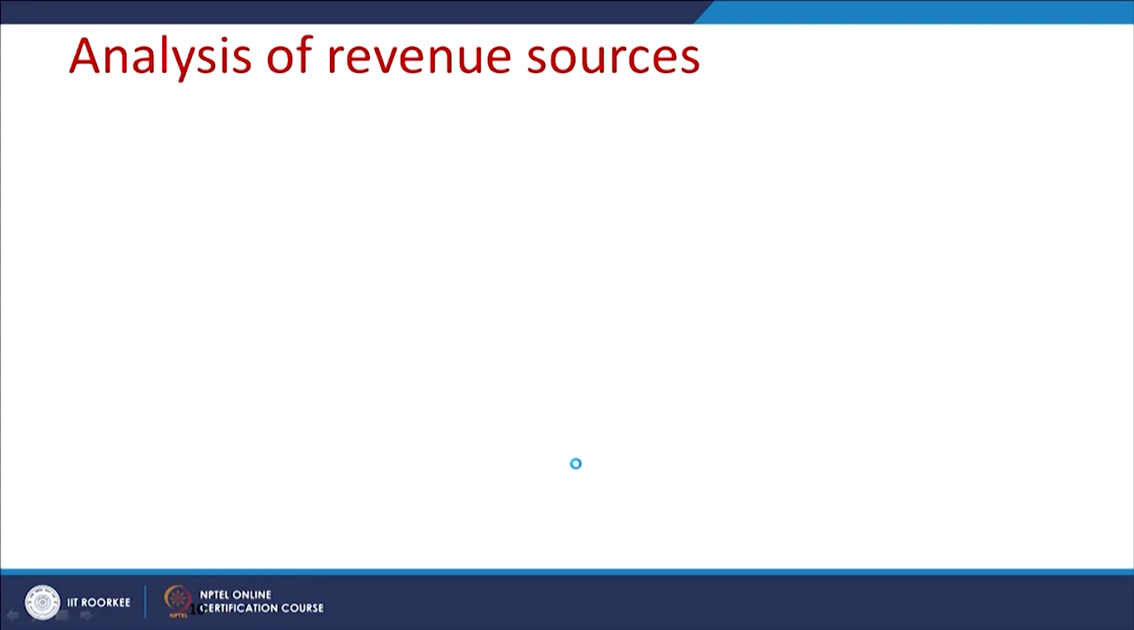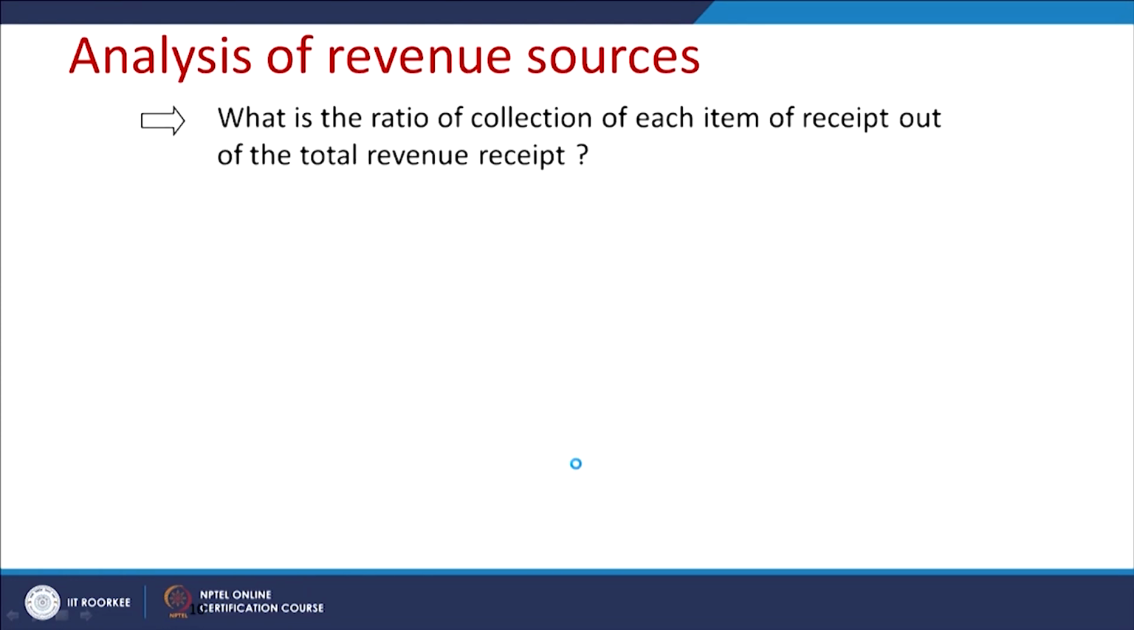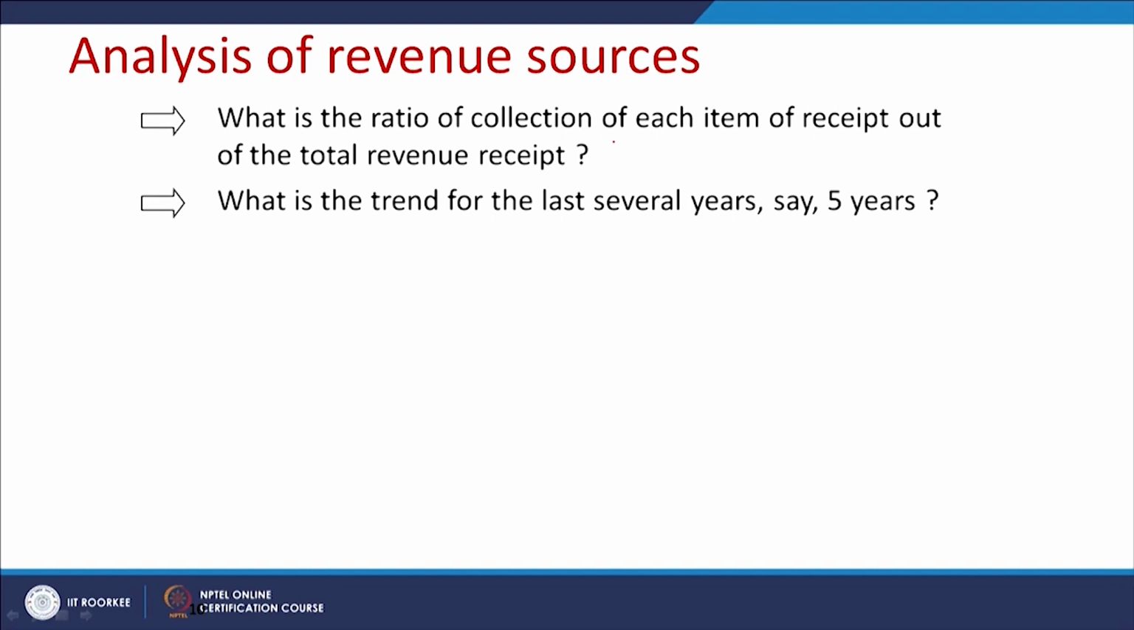Now, based on this, let us analyze what kind of problems there are. We have to ask questions like: what is the ratio of collection of each item of receipt out of the total revenue received? For every infrastructure and service, for running those services we need to spend some money, and we have to invest some money and get some return. So, what is the ratio between these two? What is the trend for the last several years, say 5 years?